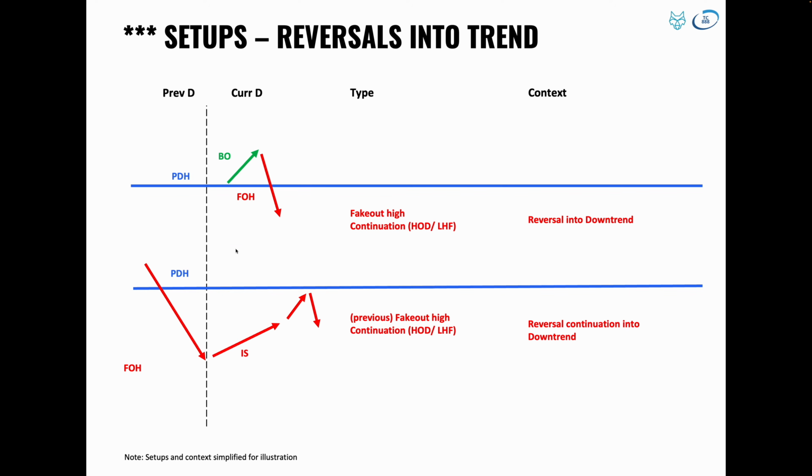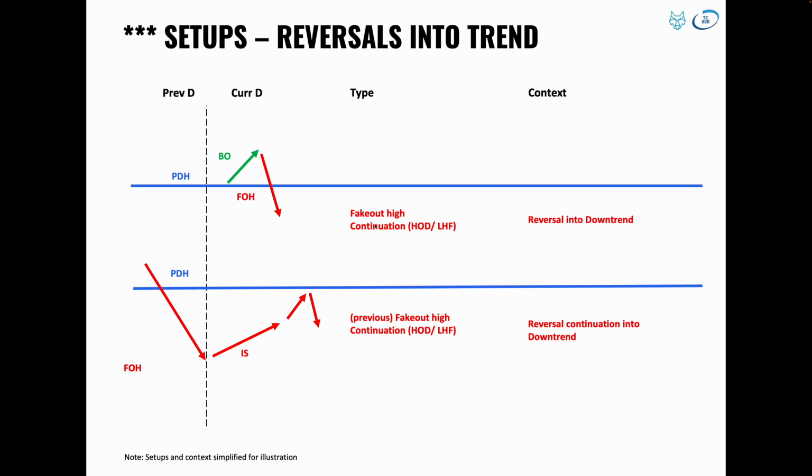So there are two different situations. One is the fake out high, continuation high of the day or low hanging fruit, reversal into downtrend. That means the current day, the previous day might be a breakout also. The current day is a breakout on the day and then fails again at the previous day high. So a deathline setup, then turning into a fake out high. And then the indicator, if you have the higher time frames bearish, already shows you context reversal into downtrend. That's what the overall play and context is.